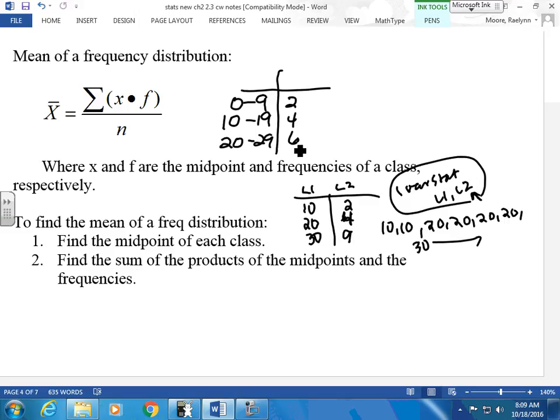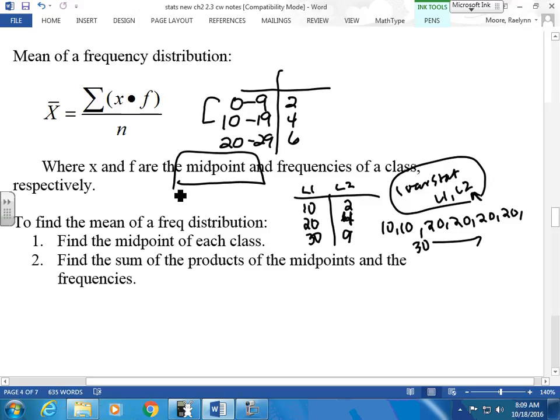From here to here. If I counted 0 to 9, how many digits do I use? 10. From here to here, class width, 10. How am I going to put this in my calculator? I can't put that interval in my calculator. So we have a special little thing.